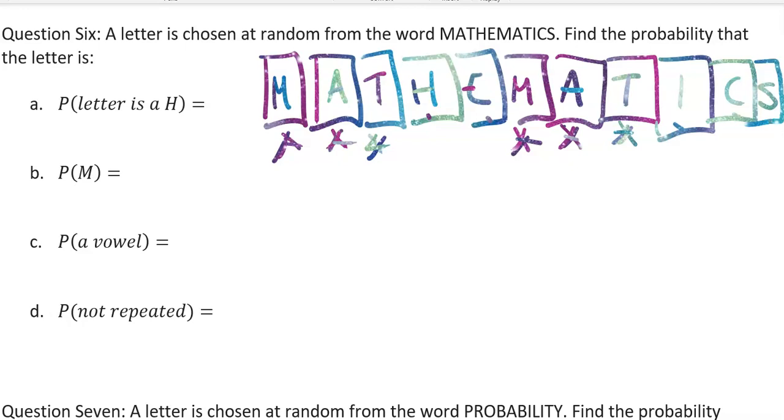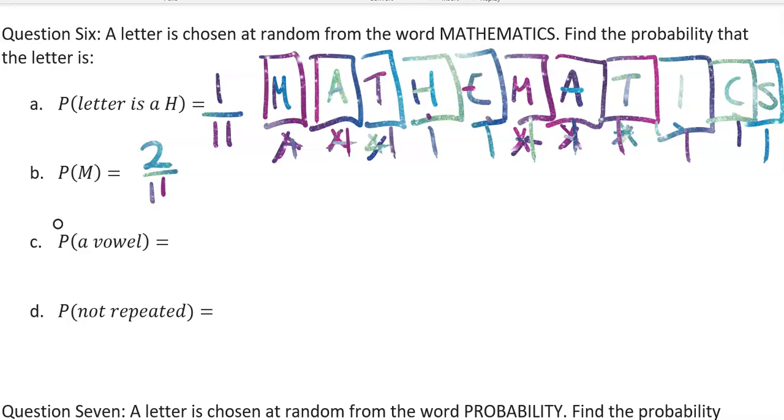How many letters are there in total? Well, there's 11 letters in total. What is the probability of choosing a H? Well, there's only 1 H, so we've got a 1 out of 11 chance of choosing a H. What is the probability of choosing an M? How many M's do we have? There's 2 M's, 11 in total. We've got a 2 out of 11 chance of choosing an M.